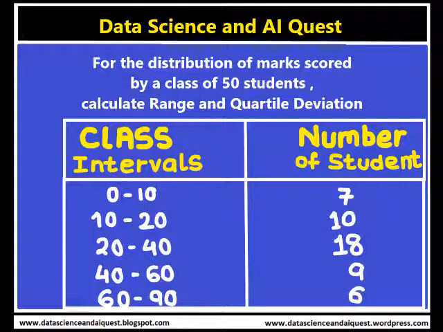Here the class intervals are given like 0 to 10, which has 7 students, then the class interval 10 to 20, which has 10 students, then class interval 20 to 40. This class interval has 20 elements, and the number of students belonging to this class is 18. Then the class interval is 40 to 60, and the number of students in this class is 9. Then the class interval is 60 to 90 marks, and in this class there are 6 students.